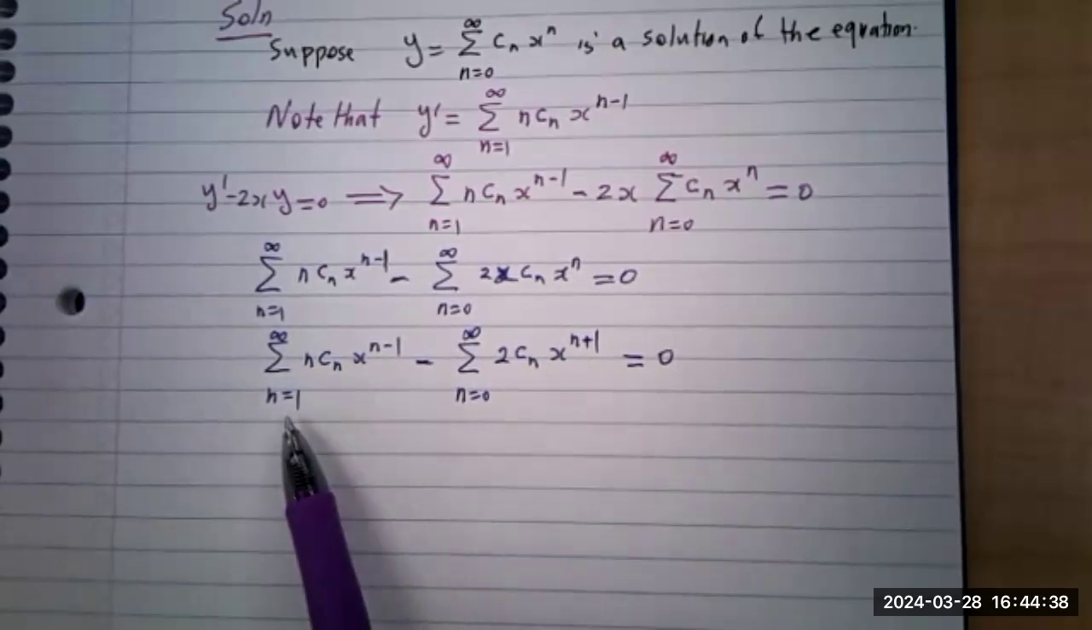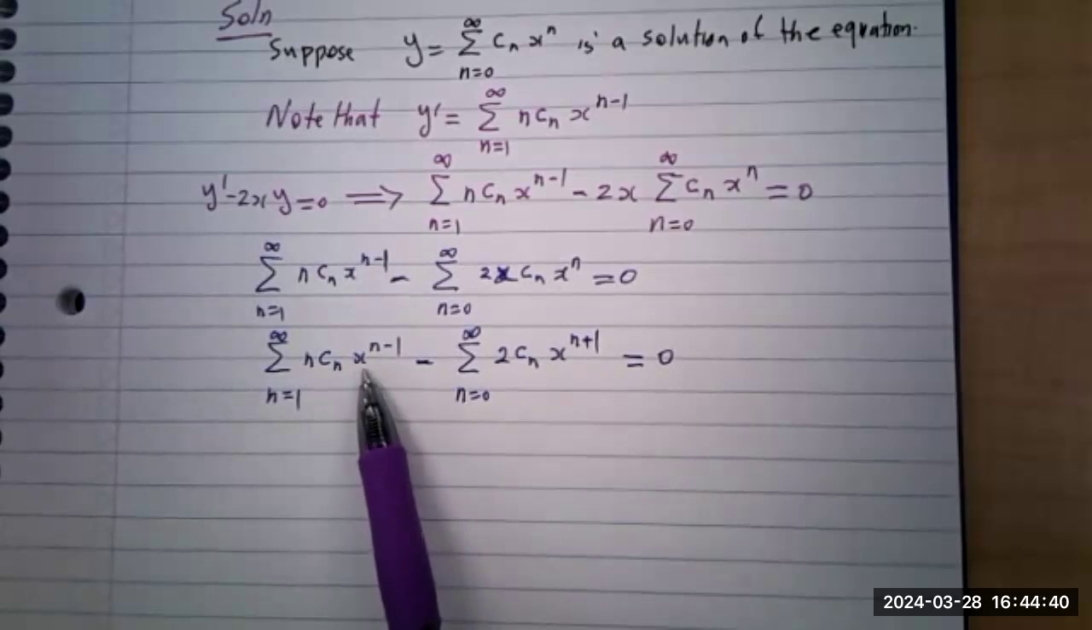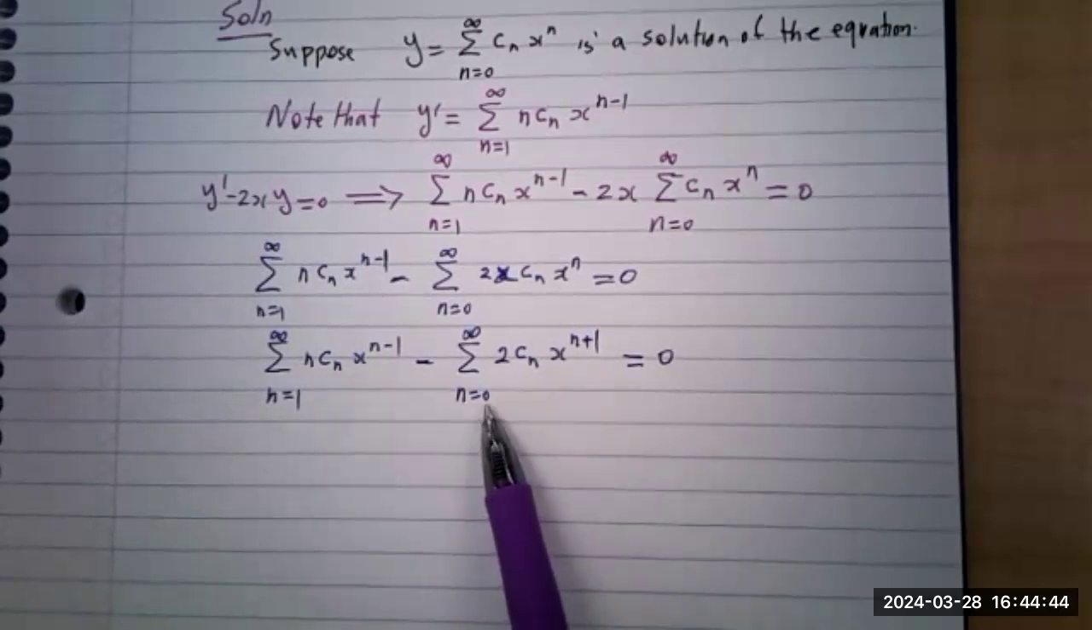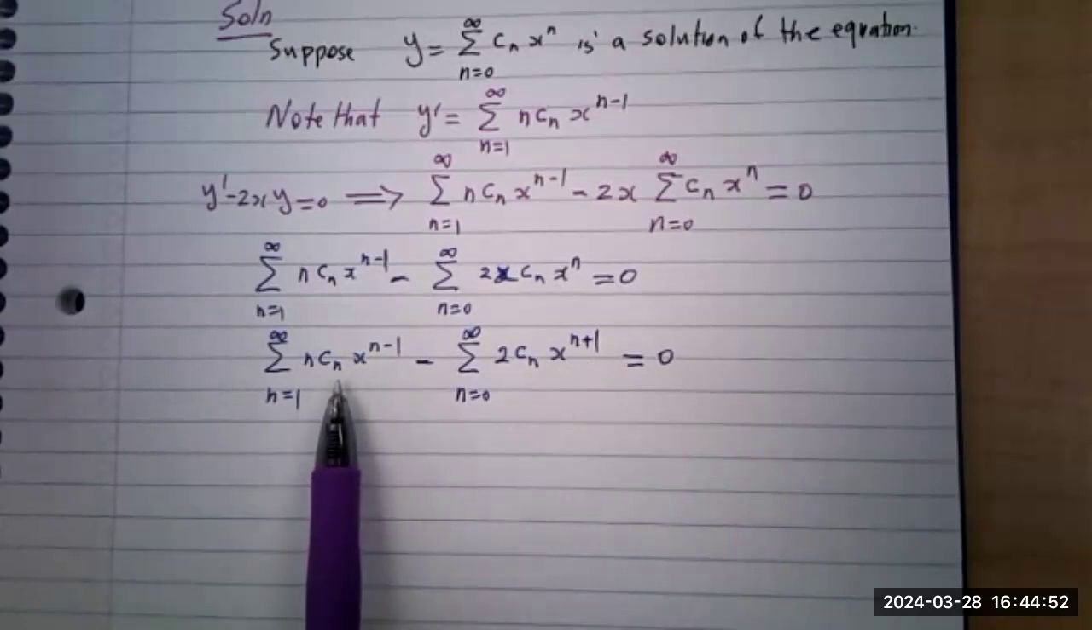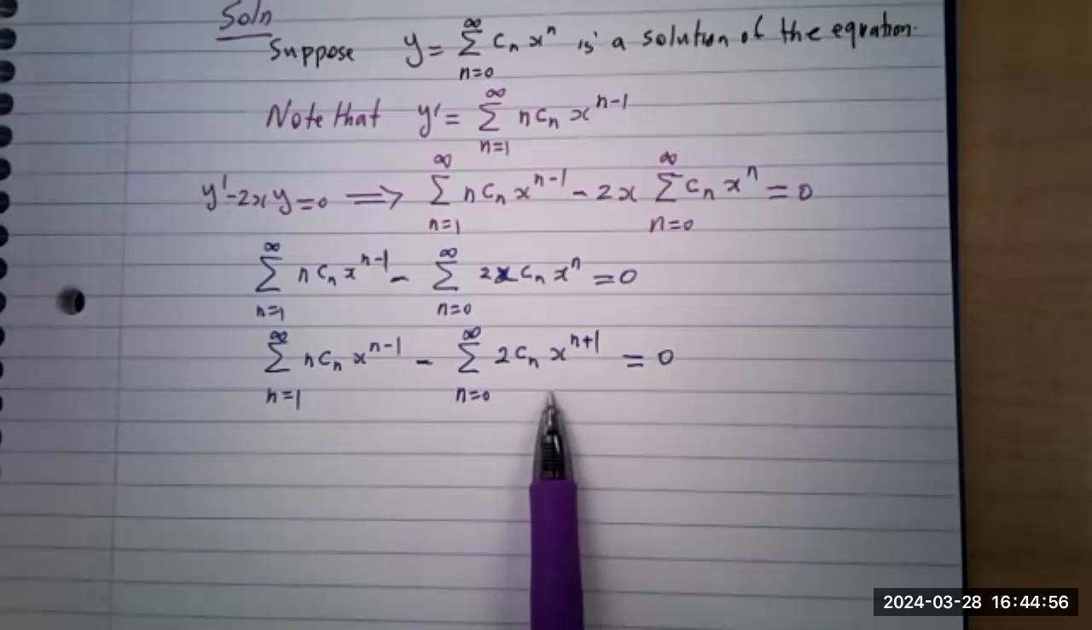You check the first term: when n equals 1, the first term x to the 0 would be 1, so you get a constant. But if you replace n by 0, that gives you x. So you cannot factor out the x's. What you do is pull out the constant term, so that this series starts from x and this one also starts from x.